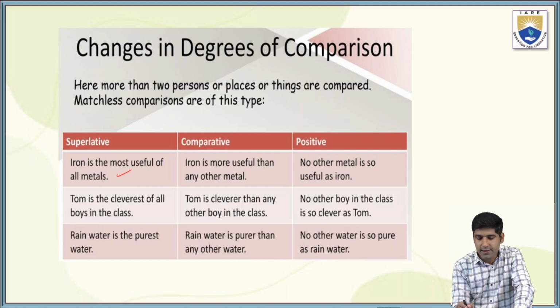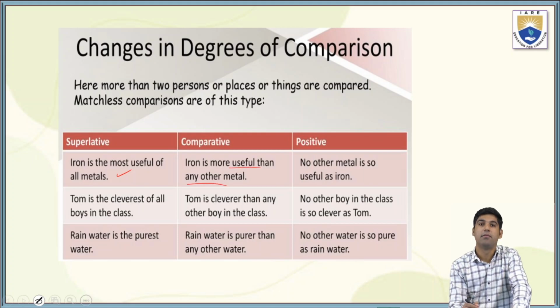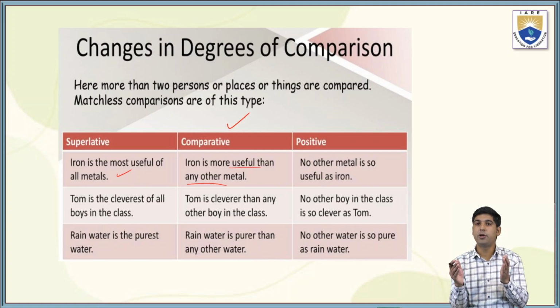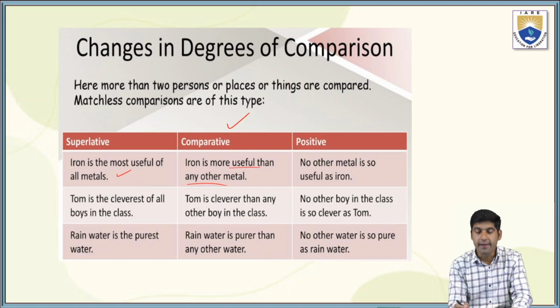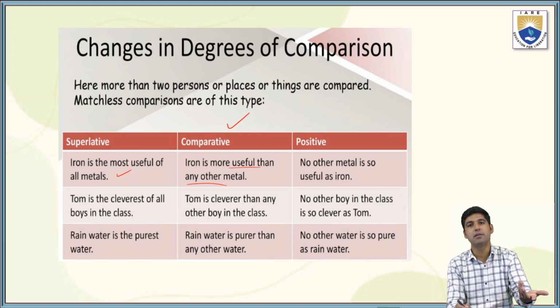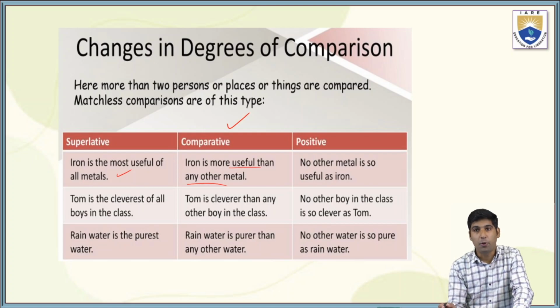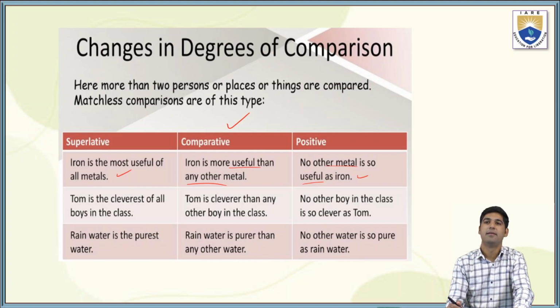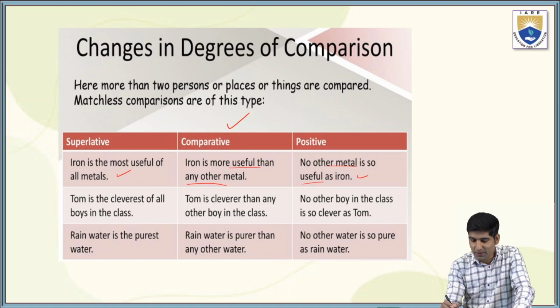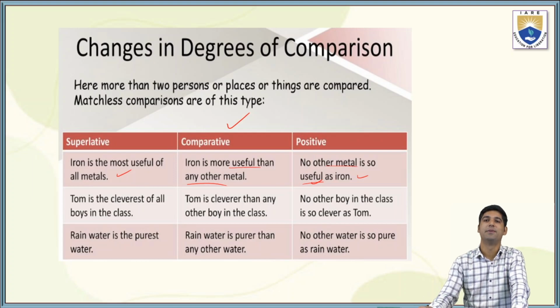Then, iron is more useful than any other metal. We are using the comparative degree. The comparative degree should be used with only two adjectives. But here, any other metal means all other metals. So this is, as I told you, where we are making some matchless comparisons. See now, positive degree. No other metal is so useful as iron. So useful, useful is the base form of the adjective.